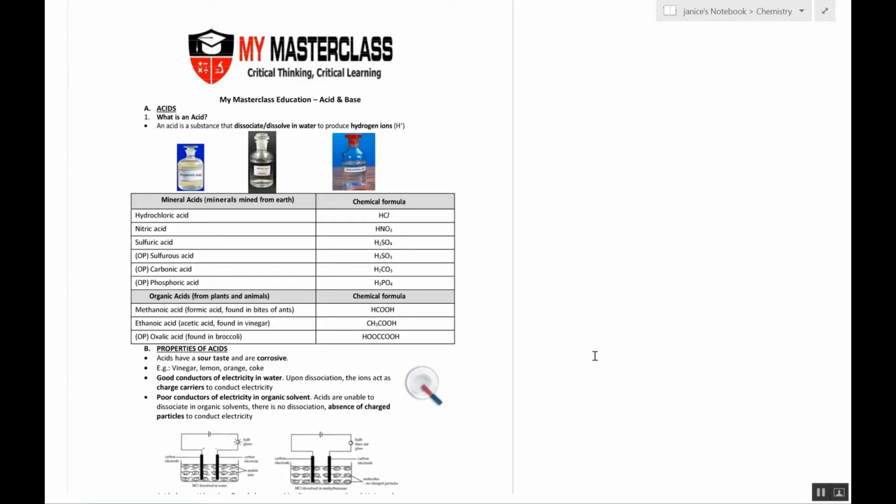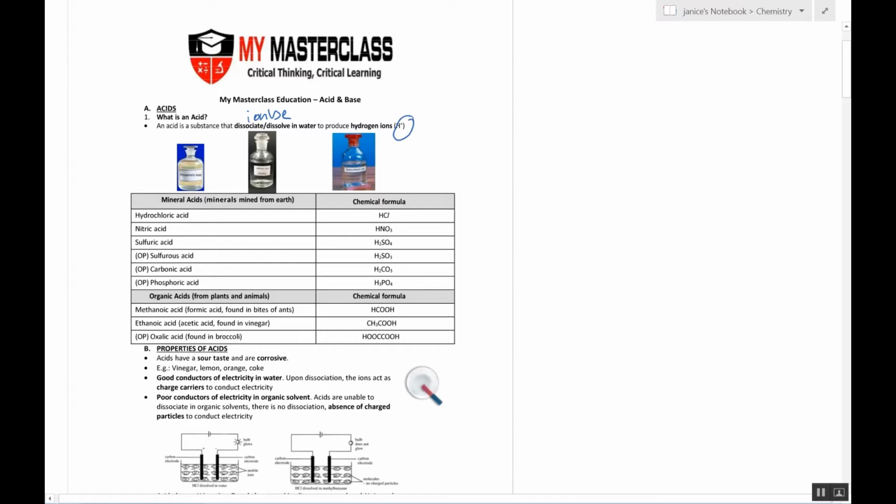Hi students, in this chapter we will be looking at acids and bases. So what is an acid? An acid, by definition, is a substance that dissolves or dissociates, or some schools use the word ionizes, in water to produce hydrogen ions, your H+ ions.